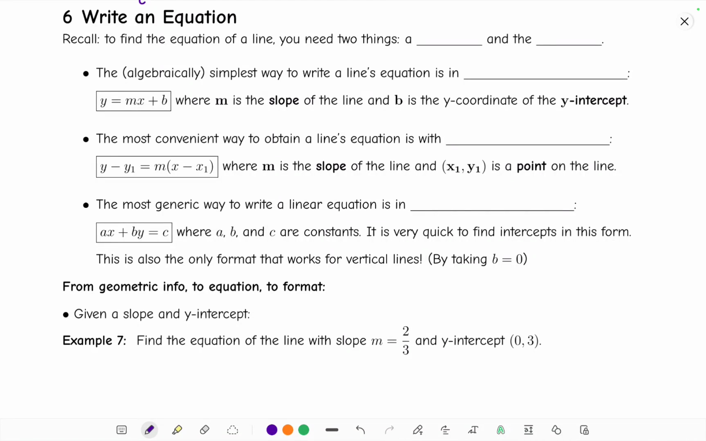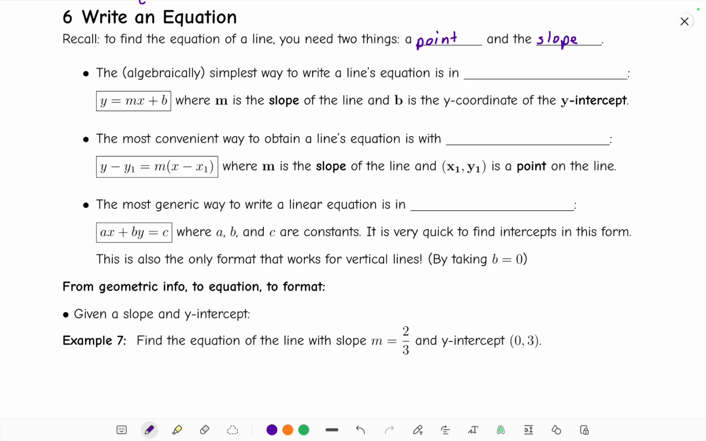Hello, today I'm going to be covering part 3 of section 5.2. And today we're going to talk about writing equations. Recall, to find the equation of a line, you need two things: a point and the slope.